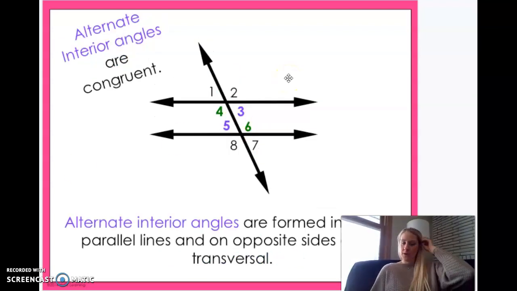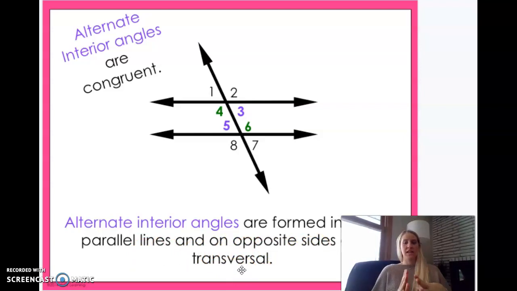Next up, you have alternate interior angles. And these are also congruent. So this is why we're taking notes on this. It's a lot of information, but you can use this on anything for the rest of the week. So alternate interior angles are formed inside the parallel lines and on opposite sides of the transversal.